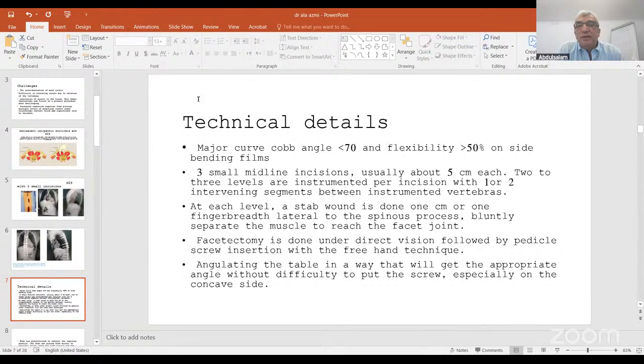We must always remember that the main core of our surgery in children, in adolescent idiopathic scoliosis, is fusion. So you don't compromise the fusion with any technique that gives you a smaller incision or something like that. Angulate the table in a way that gets the appropriate angle. Sometimes, especially on the concave side, you feel some difficulty putting in the screws with these small incisions. So you can tilt the table so you can be more perpendicular to the axis of the spine, and it would be much easier to do.